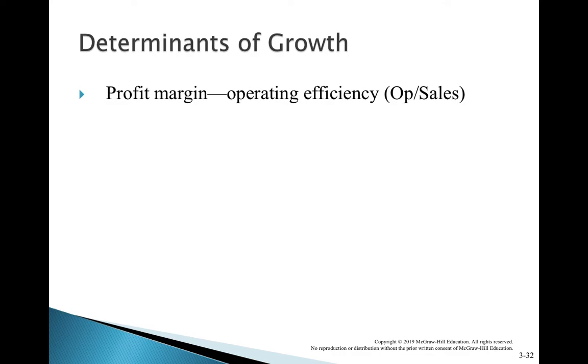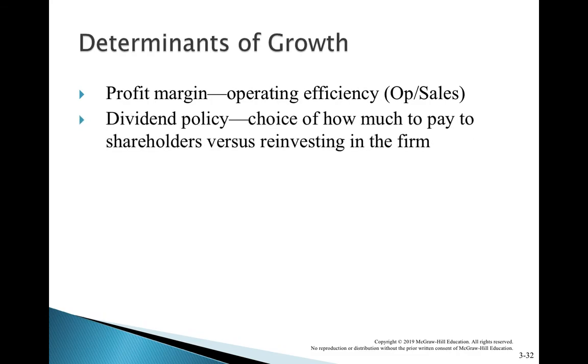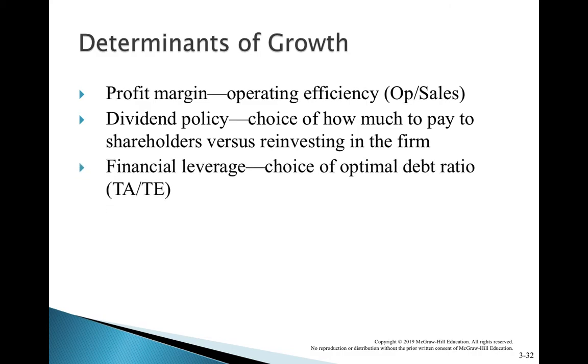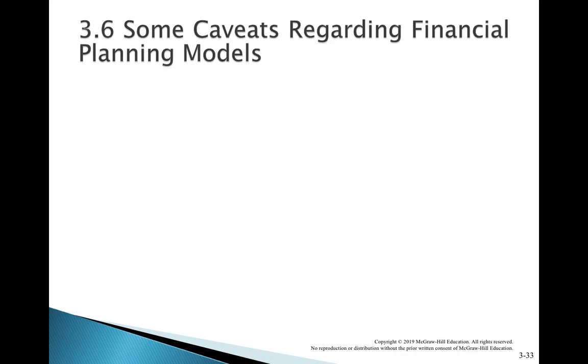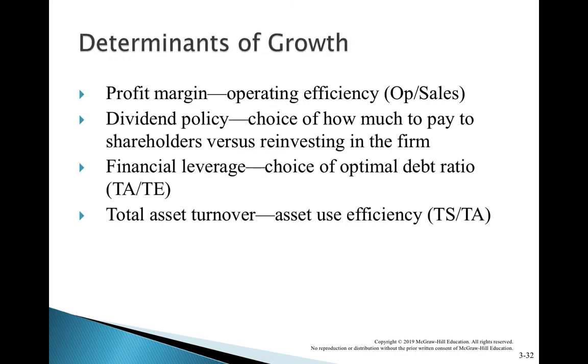The determinants of growth rate are always the profit margin, that is operating efficiency, operating profit divided by sales; dividend policy, because of ROE multiplied by B divided by 1 minus ROE multiplied by B, where B means the dividend policy, retention rate; financial leverage, total asset divided by total equity; and total asset turnover, total sales divided by total asset. So these are the four inputs we always use for calculating the growth.